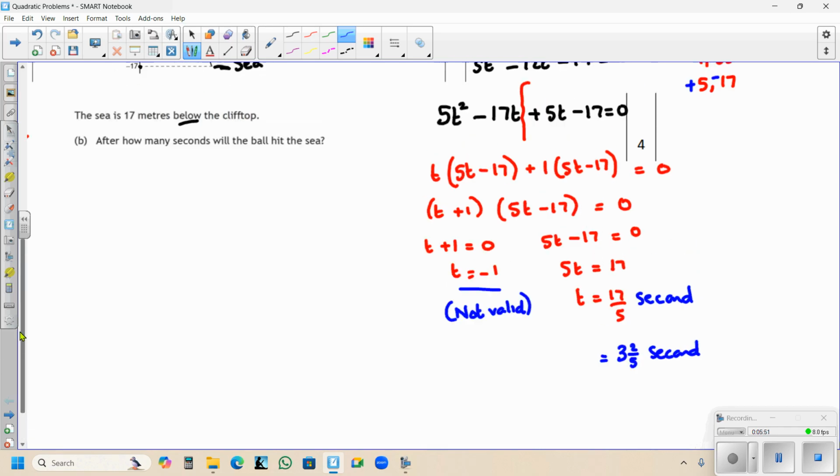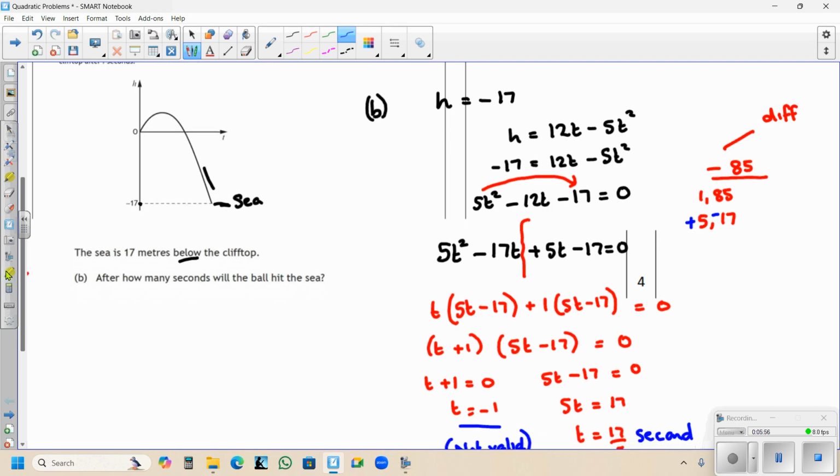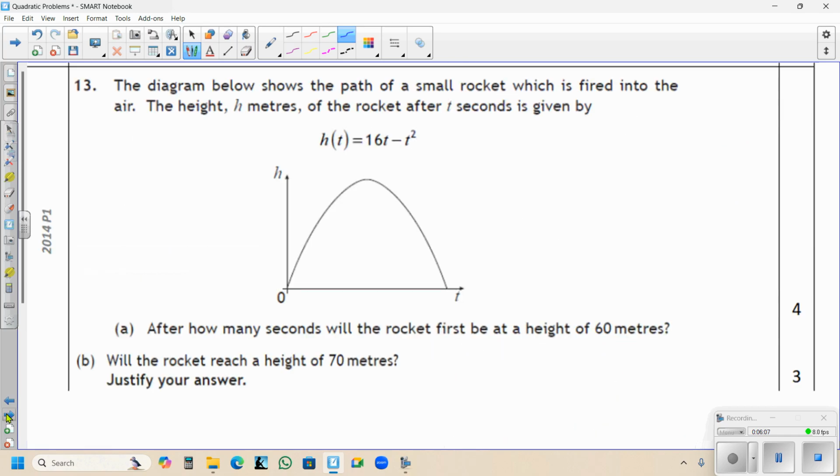When you've got quadratic questions, there's only certain things you can be asked to do. You could be asked to work out a maximum height, that's your turning point. You could be asked to work out your roots where it crosses the x-axis, or you could be asked to substitute something in. There's not anything else they can ask you to do.